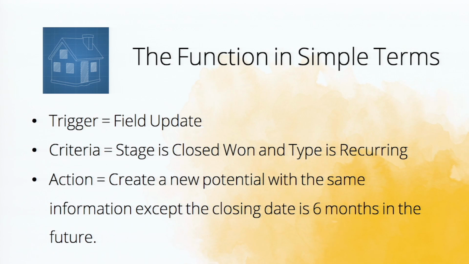Then the action. Same thing I wrote kind of on the last page. I think I even copied and pasted a little bit. Create a new potential with the same information, except for the closing date being 6 months in the future. So what I need to do is pull some information from the current potential, copy that information, and then create a new potential with that same one, right? So basic information on a potential is kind of like the name of the potential, what stage it's in, the closing date, how much it costs, and who it's associated with.